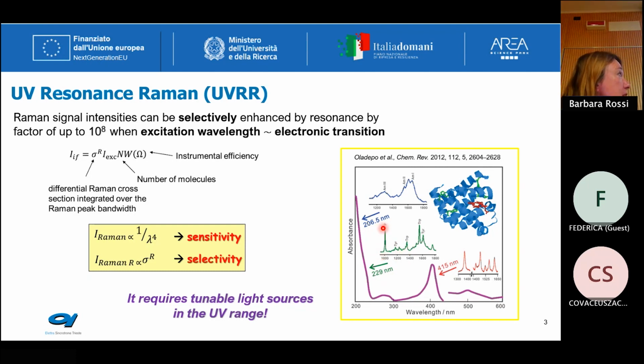If you use another excitation wavelength close to the electronic transition of the amide group, the spectrum changes. In this case, we are able to strongly enhance the signal associated to the amide group present in the protein.